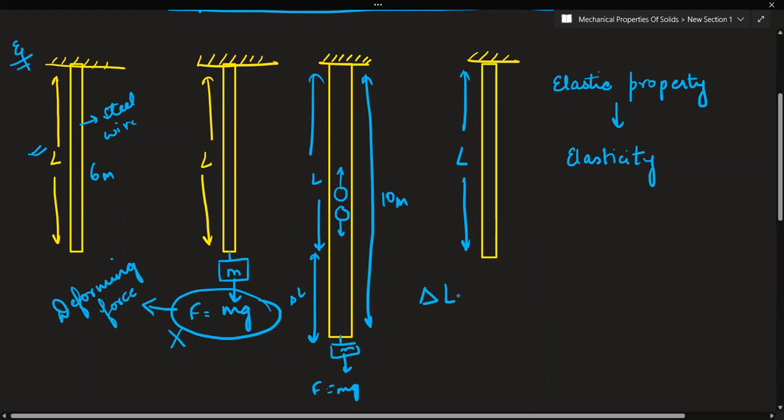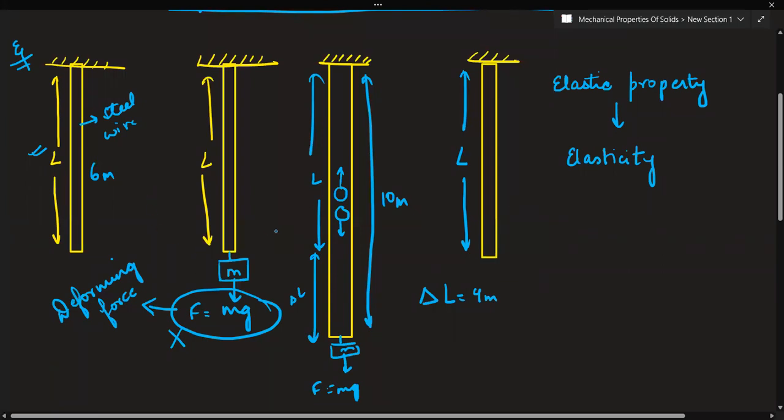4 meters. So that is delta L. That change in length, what we are getting, is known as change in length. Change means final minus initial. That would be the change.